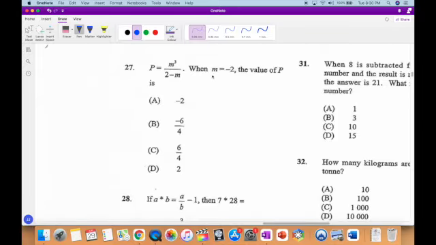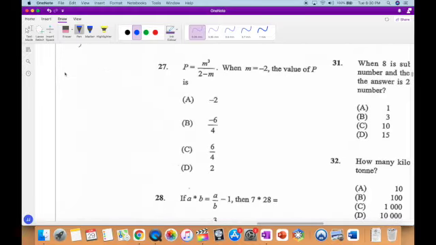So number 27, when m is negative 2, the value of p is, all we really need to do is say p is equal to negative 2, and that is cubed, all over 2 minus, and m is negative 2. Notice the brackets. Wherever I'm making the substitution of negative 2 for m, I'm putting it in brackets. So be really careful with that. 2 2s are 4, 2 4s are 8. This will actually be negative 8 on the top there because it's cubed. And all over 2 plus 2, which is 4. So now we have the answer of negative 2, a.